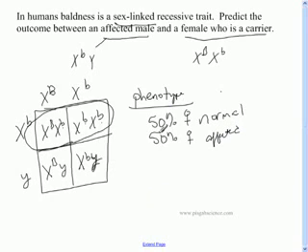Now, why you may ask, why is it 50-50 and not 25-25 like we've done in other problems? Because remember, we're ignoring the males. You're only looking at these two boxes. 100% would be both of these boxes. 50% would be one of these two boxes, because we're only looking at the female.